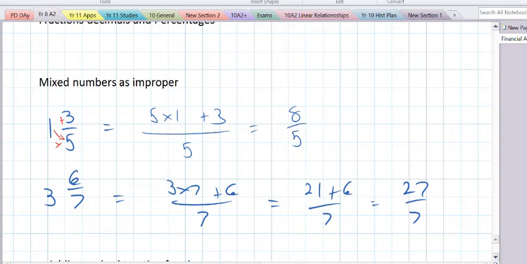Alright, so to get a mixed number to an improper fraction, you do the whole number out the front, whether it's the 3 or the 1, multiply it by the denominator, the number on the bottom. So 3 times 7, and then you add the top number, 6.